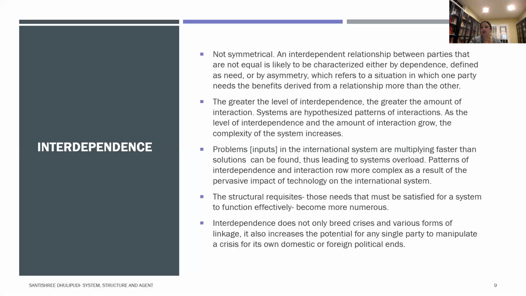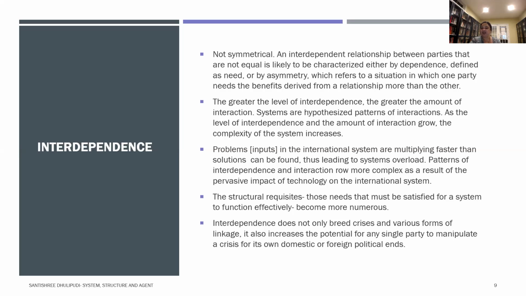Interdependence. Again, we're dwelling on this issue because this has been one of the major issues of systems theory. Interdependent relationships between partners that are not symmetrical, that is, not equal, are likely to be characterized either by dependence as need or by asymmetry, which refers to a situation in which the benefits derived from the relationship are unequal. The greater the level of interdependence, the greater the amount of interaction.